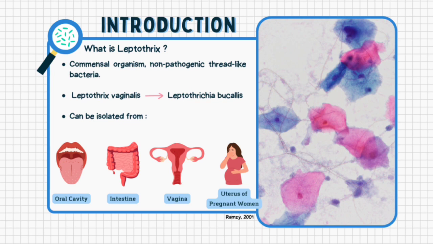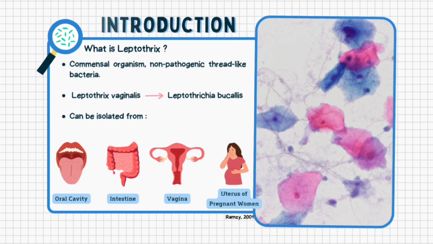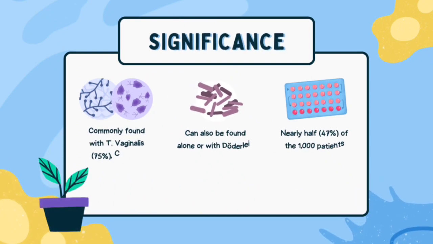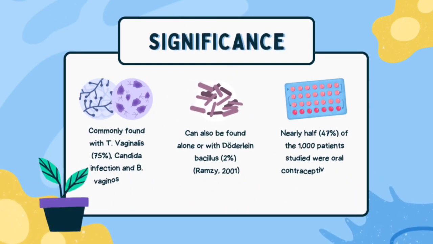The name itself is Leptotrichia buccalis, which was previously referred to as Leptothrix vaginalis. It can be found in the oral cavity, intestine, vagina, and uterus of pregnant women. The significance of Leptothrix is that it is commonly found with Trichomonas vaginalis, Candida infection, and bacterial vaginosis. However, some studies report Leptothrix can be found alone or with Doderlein bacilli. Moreover, about half of the patients are oral contraceptive users.